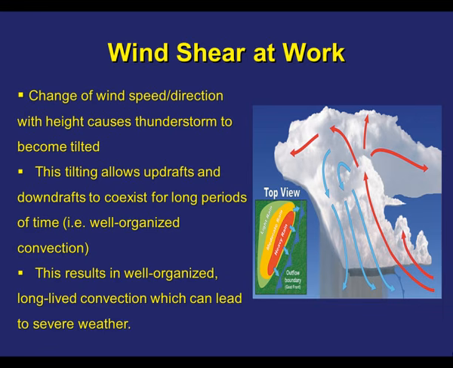But if you tilt the thunderstorm because of that wind shear, you can actually allow the thunderstorm to continue to be energized by that warm rising air, and also have rain-cooled sinking air occurring together and for a longer period of time, and they don't conflict with each other nearly as much. So what wind shear does is it tilts the thunderstorm, and it allows updrafts and downdrafts to coexist for longer periods of time, resulting in well-organized, long-lived convection, which can lead to severe weather.